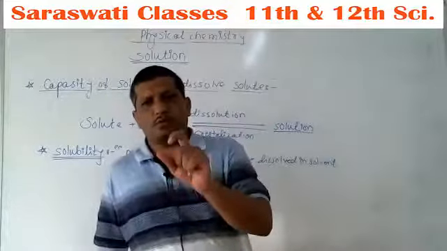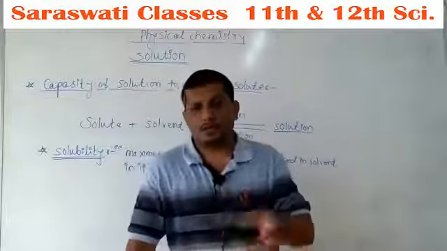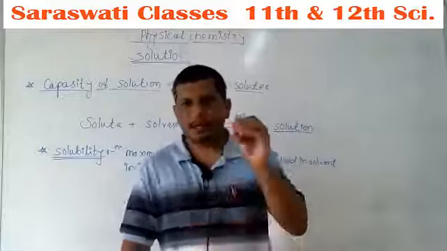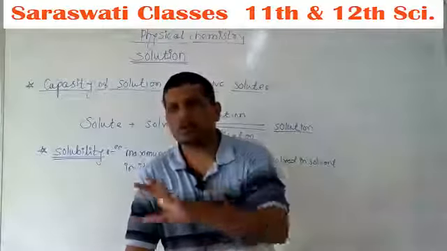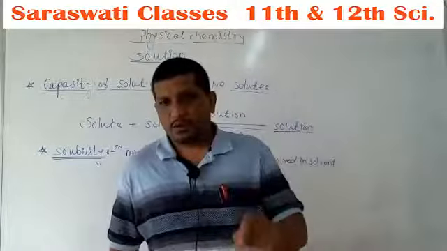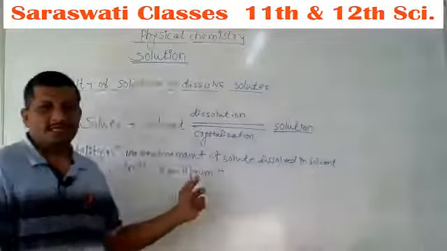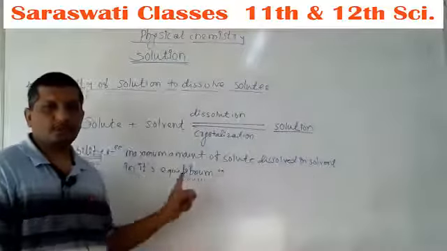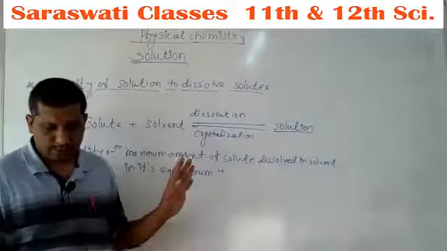Per unit volume, if a substance or solute is dissolved in that amount of solvent at a given temperature, it is called solubility. And another definition: the maximum amount of solute dissolved in a solvent at equilibrium is called solubility.